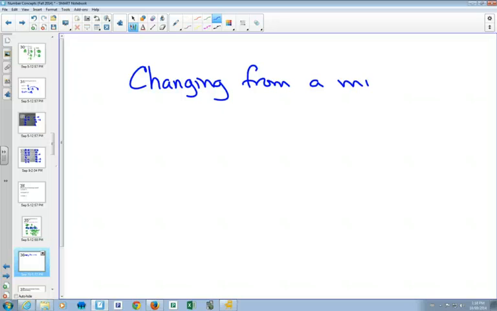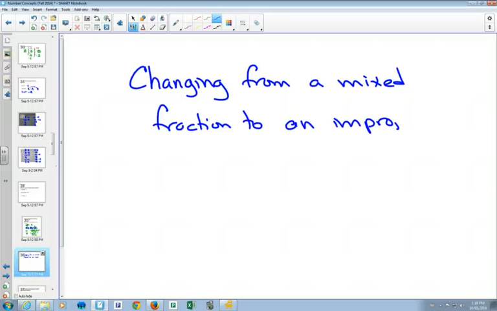Okay, so here we are, changing from a mixed fraction... wow, does that look like the word fraction? That looks a little messy.